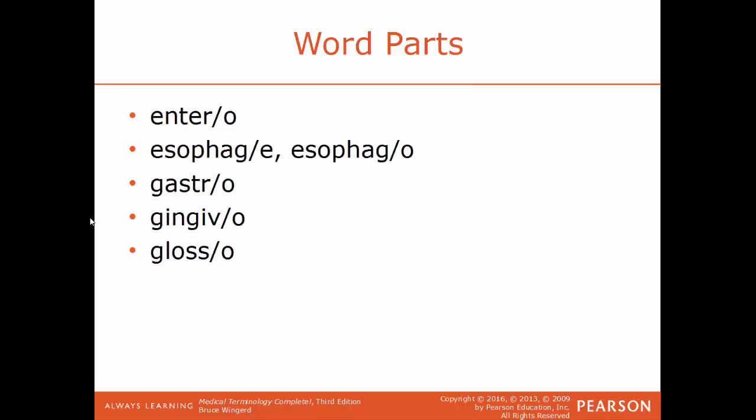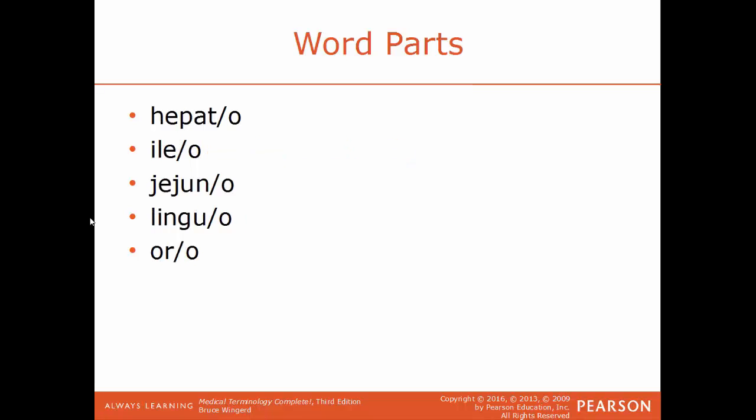Entero is a reference to the intestines in general, but usually the small intestine. Esophago is a reference to the esophagus. Gastro is a reference to the stomach. Gingivo is a reference to the gums. And glosso is a reference to the tongue. Hepato is a reference to the liver.